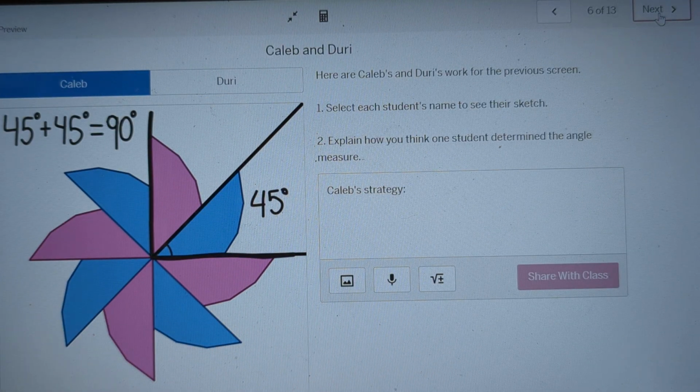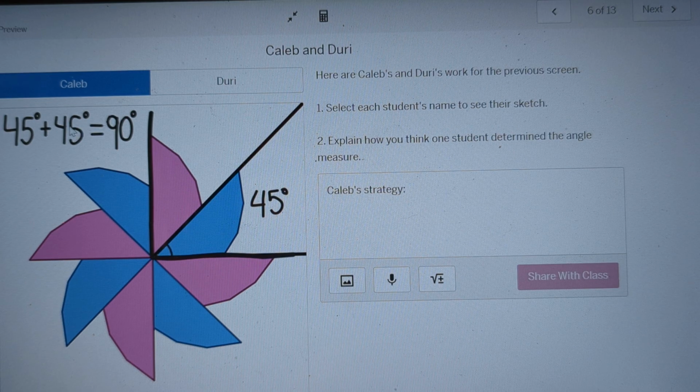Oh, we're at 9 minutes. Notice what's said here. 45 plus 45 is 90 degrees. Okay, here's Caleb and Dury's work for the previous screen. Select the student's name to see their sketch. Explain how you think one student determined the angle measure. Caleb's strategy was to take this, which is 45, and that's 45, and 45 and 45 makes 90.